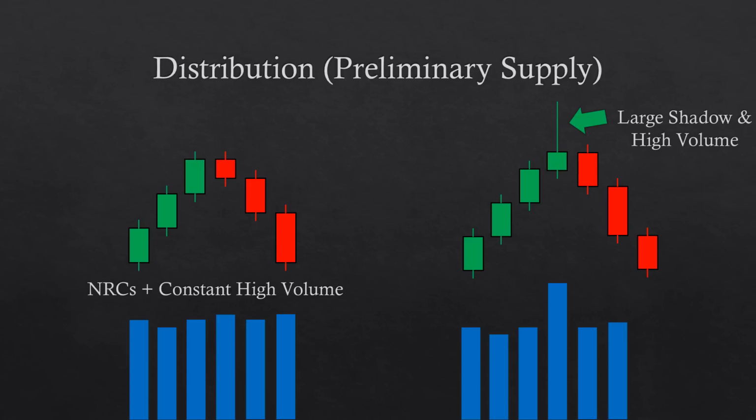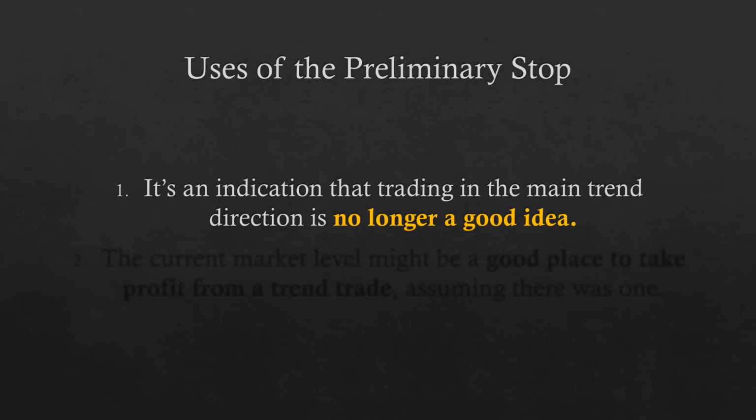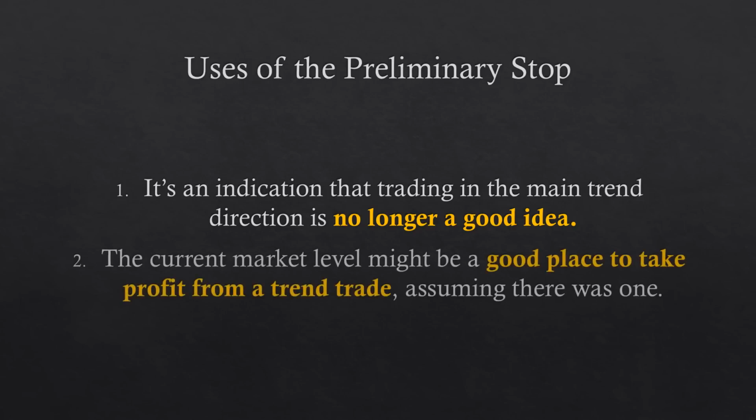For the trader following the Wyckoff method, the preliminary stop has 2 main uses. It serves as an indication that it's no longer a good idea to trade in the direction of the current trend, and the current price level might be a good place to take profits, assuming a position was taken at the beginning of the current trend.